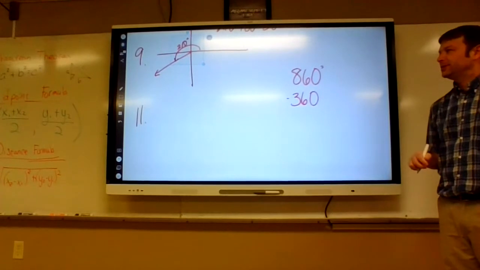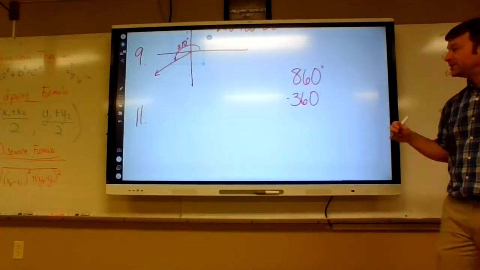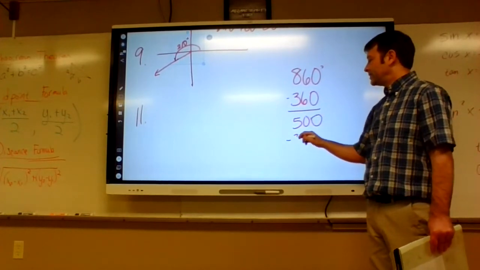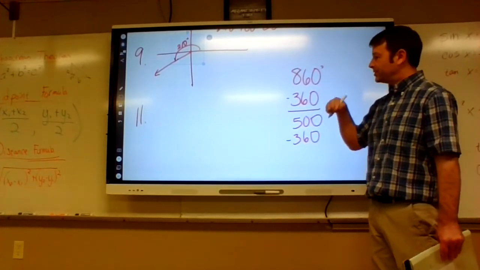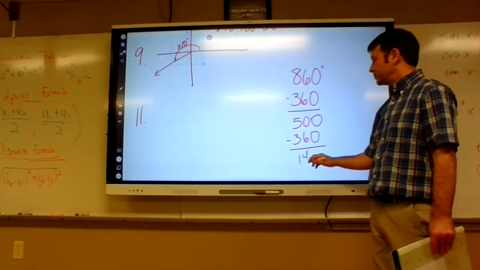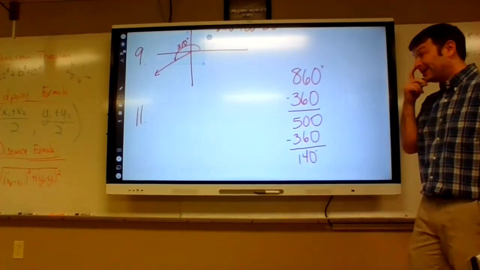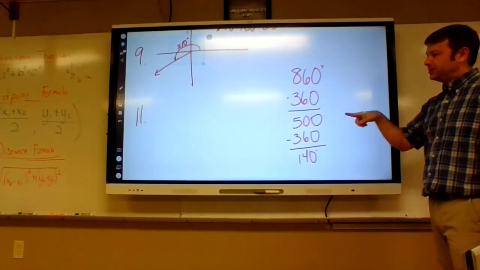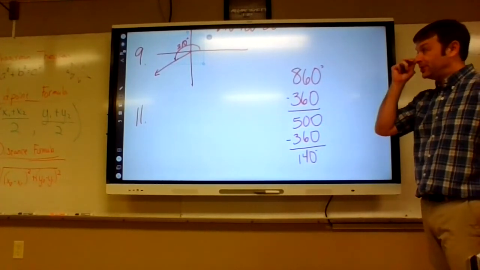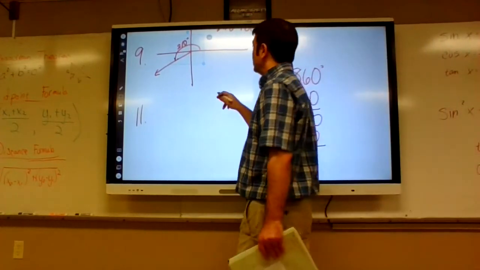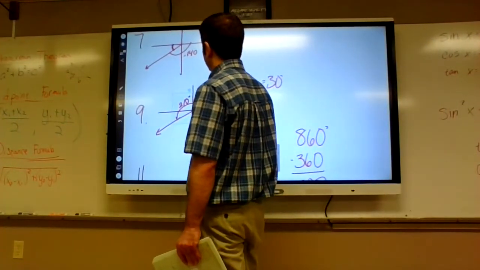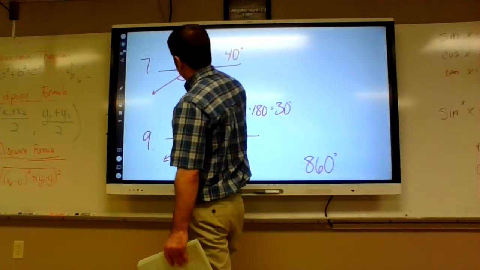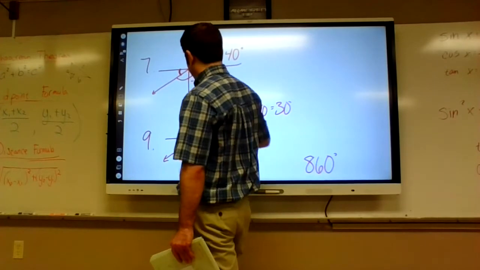Well, I'm going to unravel it by one rotation at a time. If I subtract 360, that's 500. If I subtract another 360, so go backwards another loop, that's 140. Basically a 140-degree angle, but it's 2 rotations plus 140 degrees. Have we drawn 140 yet? No, we drew negative 140. So negative 140 looks like that, so 140 is going to go in the positive direction.